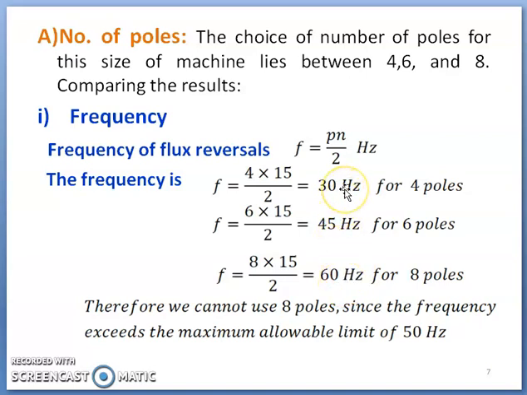Okay, but it is clearly mentioned that frequency of flux reversal should not exceed 40 Hz. Hence, pole number 8 cannot be used for this design. Then the option left is either number of poles for this particular machine as 4 or 6. Now let us see whether to go with 4 pole or 6 pole.